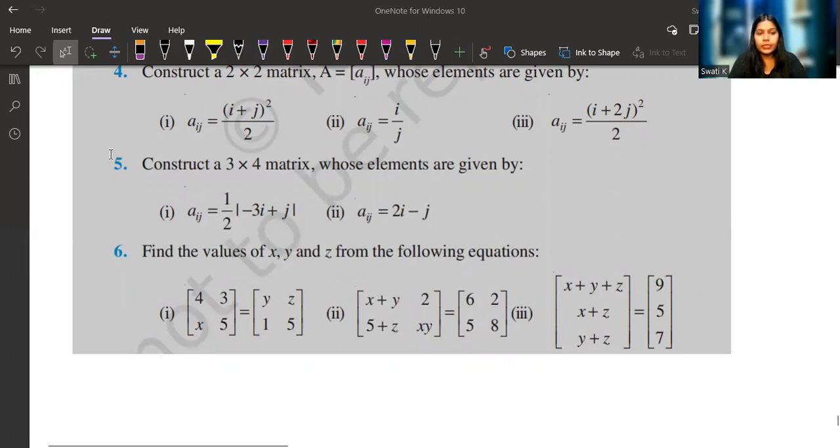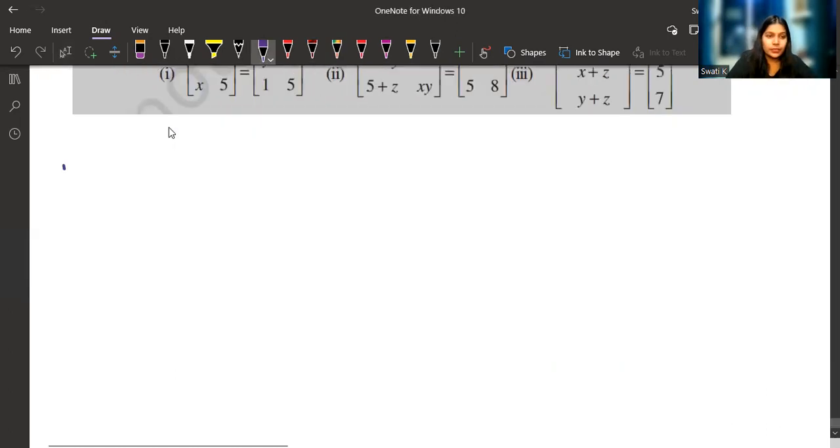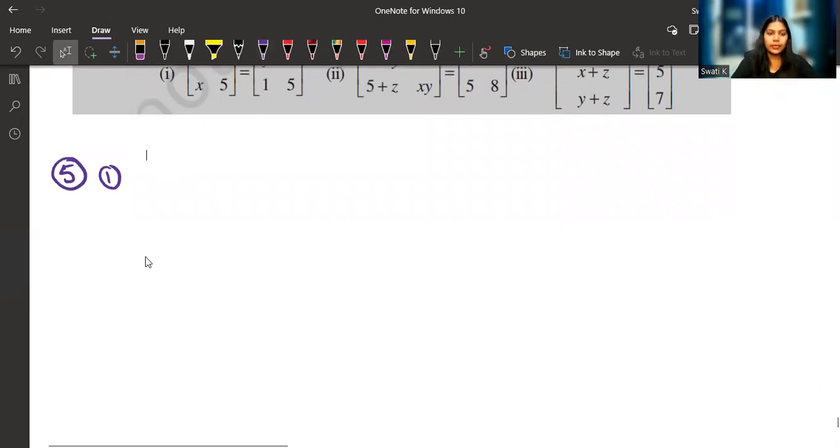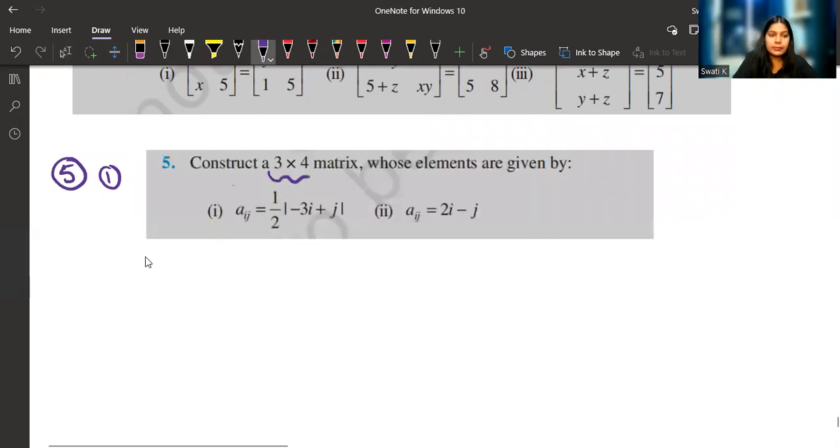So we have to construct a 3 by 4 matrix whose elements are given by these two formulas. Because it is a 3 by 4 matrix, I need some space. So this is question number 5.1. Let me put the question over here once again. Because it is a 3 by 4 matrix, our matrix is going to look like 3 rows, that means A11, and 4 columns. So A11, A12, A13, A14. Second row, that is A21, A22.